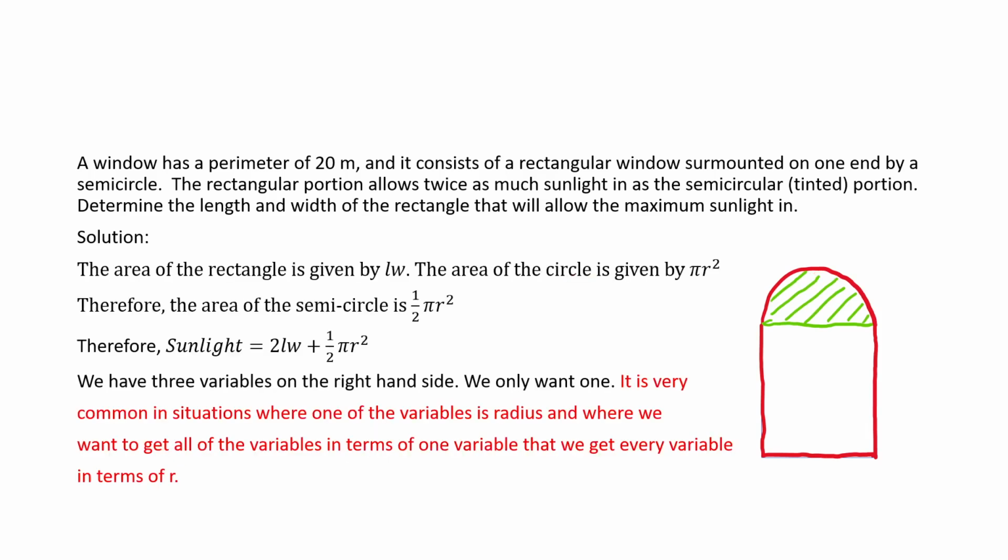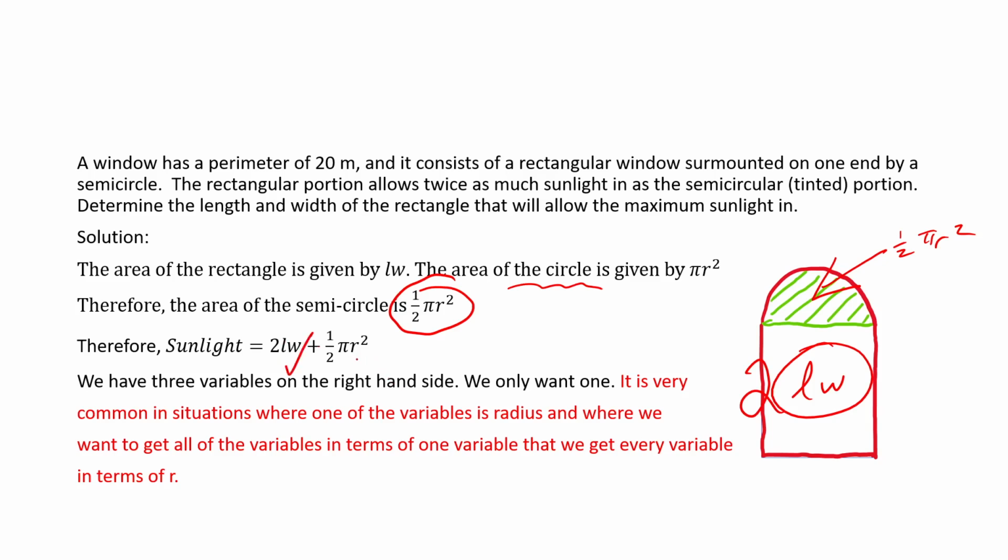Okay, now the area of the rectangle is length times width, of course, and the area of the circle is pi r squared, so the area of a semicircle will be 1/2 pi r squared. So the area of the top part is 1/2 pi r squared, the area of the bottom part is length times width. But because this bottom part's letting in twice as much sunlight, we're going to multiply it by 2. And so we're going to come up with our formula: 2 times length times width plus 1/2 pi r squared.